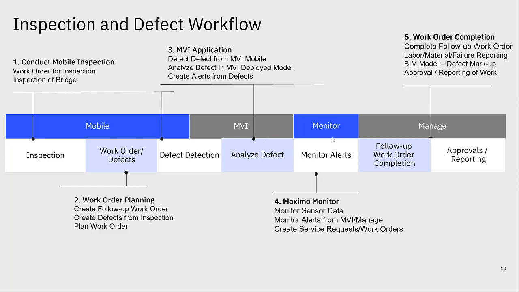Then we'll go into the Monitor application, monitor those alerts, look at other sensor data that came from our assets on the bridge, any sensors. We could also look at any maintenance data if we needed. And then we can create a service request or a work order, follow-up work order from Monitor, or we could create it straight from that inspection. Then the final step would just be go back into Manage as the work order completion, complete any of the follow-up work, report all your labor, material, failure reporting.